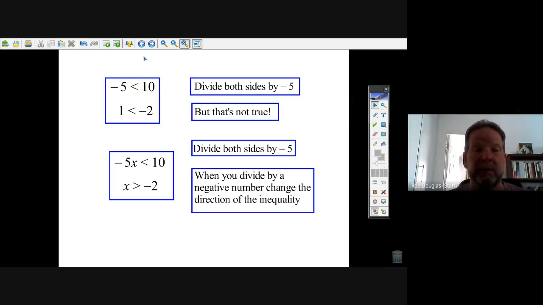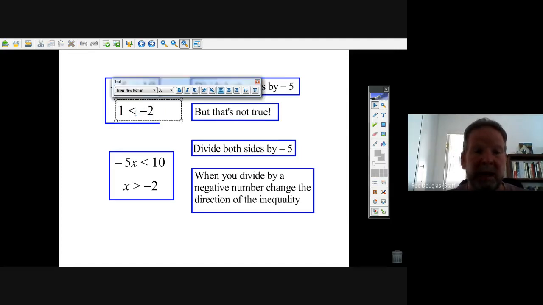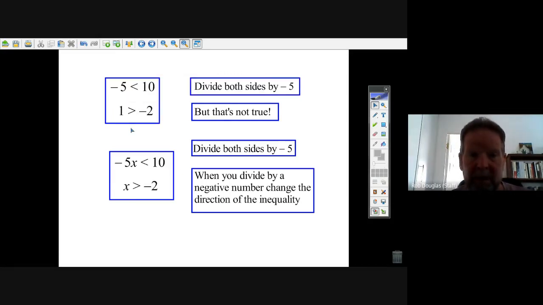Okay, and there's one more thing that's really important. Something happens when you divide by a negative. If I have negative 5 is less than 10, and I divide both sides by negative 5, I get negative 5 divided by negative 5 is positive 1. 10 divided by negative 5 is negative 2. And now it says 1 is less than negative 2. Ooh, but that's crazy. That's not true. The only way we can make this true is to change the direction of this arrow, and then it's true.